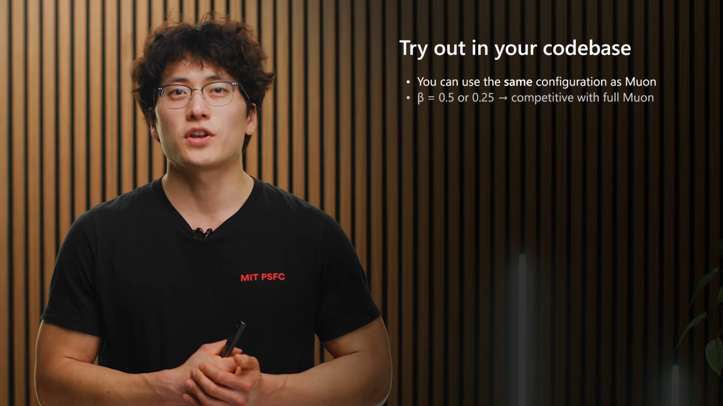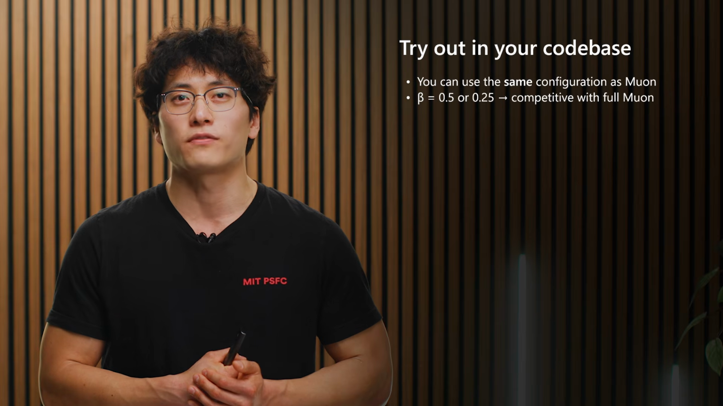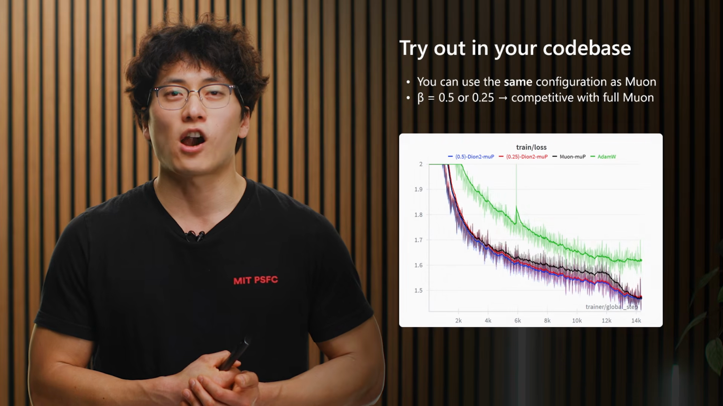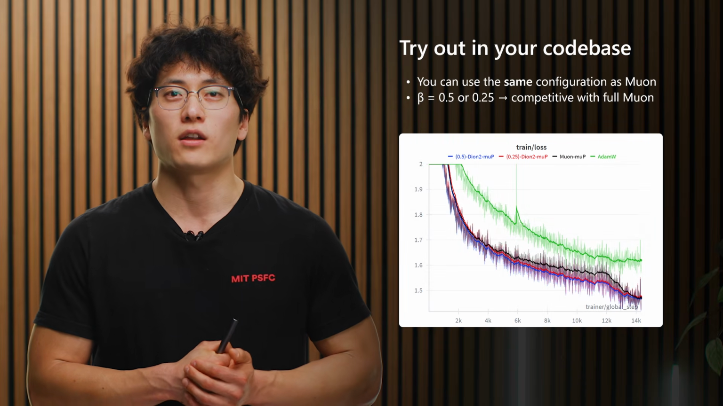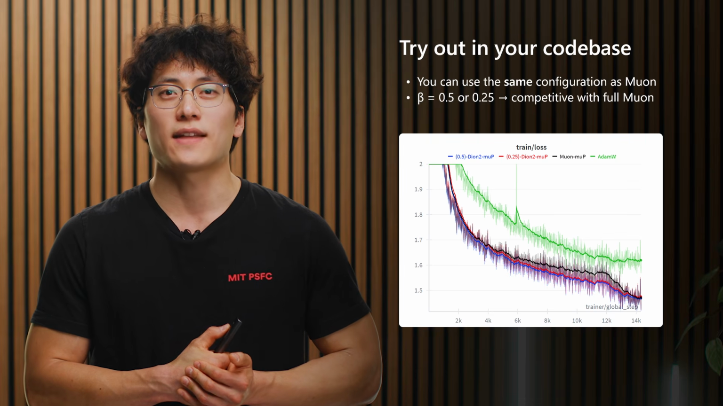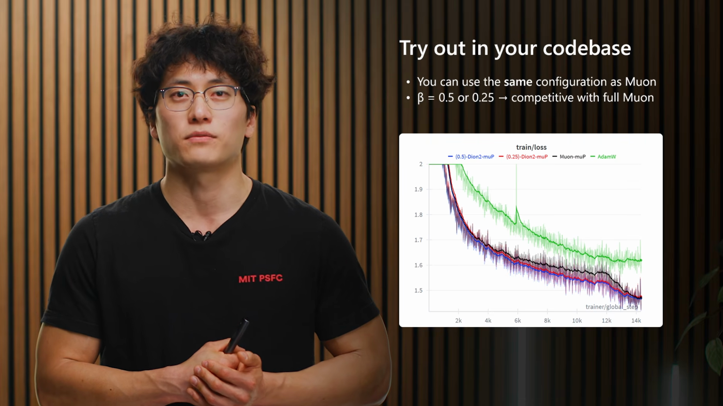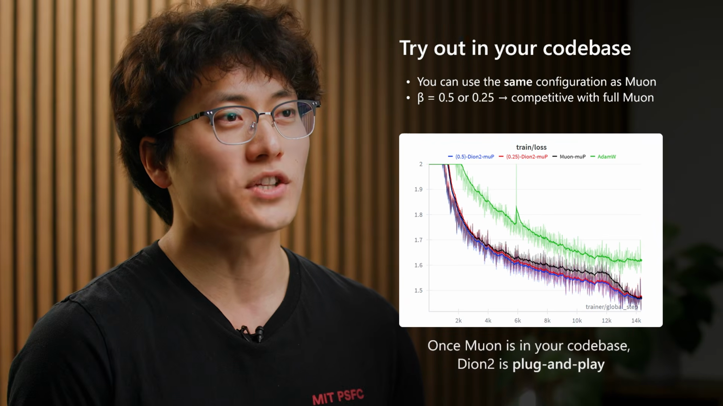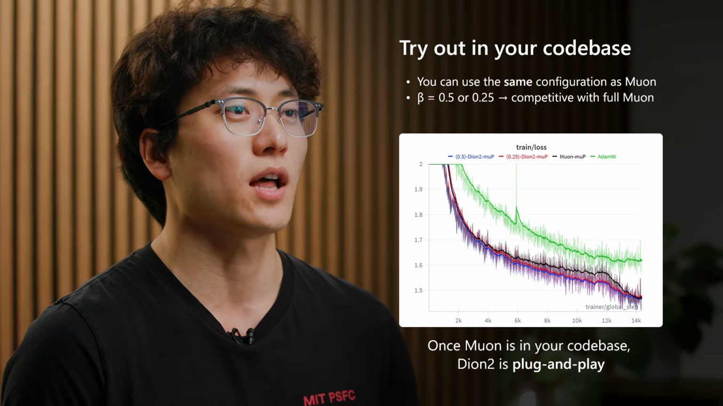Please try out Dion2 in your code base. You can use the same configuration as Muon as long as Muon is integrated in your code base. In our experience, beta equal to 0.5 or 0.25 leads to a very competitive algorithm with full Muon. This is our experience while integrating Dion2 and Muon into the Phi code base. And you can see that Dion2 with 0.5 or 0.25 achieves very competitive update quality. In other words, once Muon is in your code base, Dion2 is plug and play.